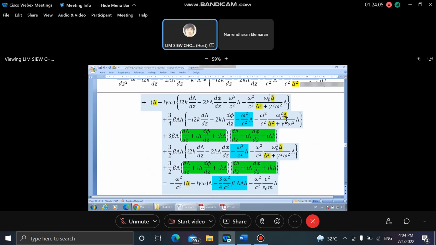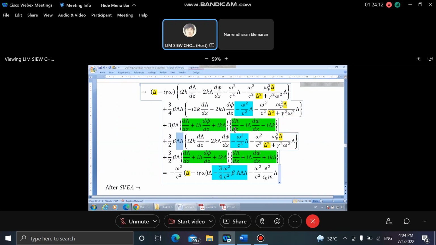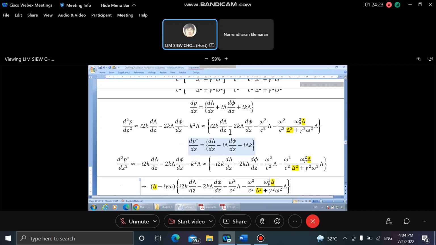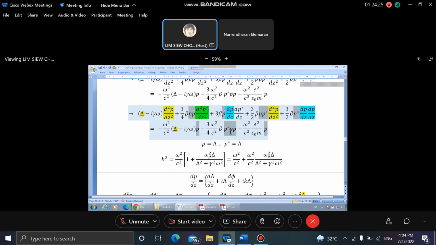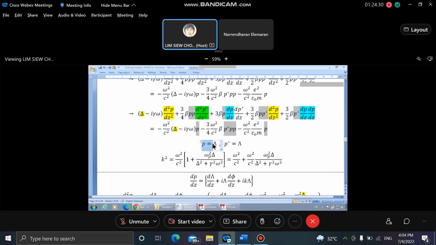d2P over dz squared. So this is d2P over dz squared. And then gamma. So this is lambda or gamma, I forgot already. So this is lambda. Is it capital lambda? This is capital lambda. But never mind, you can see, I might be wrong. So because this symbol, this lambda is real, P star also carries the same thing.